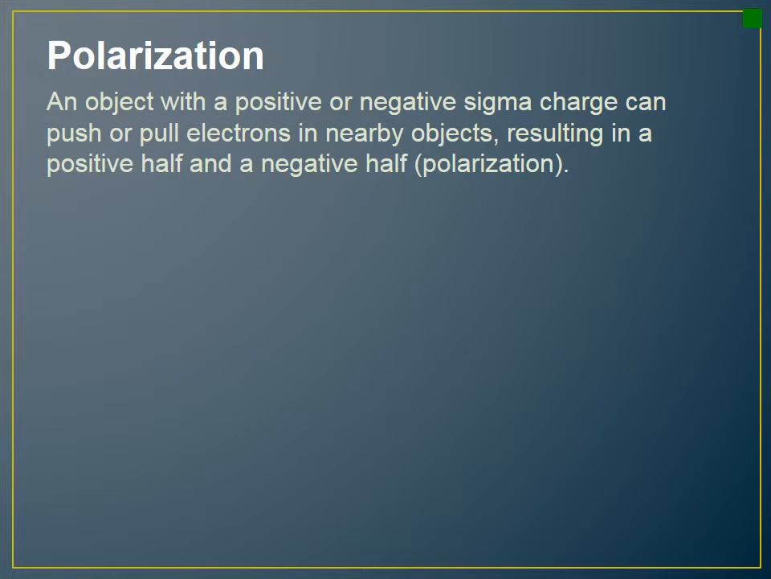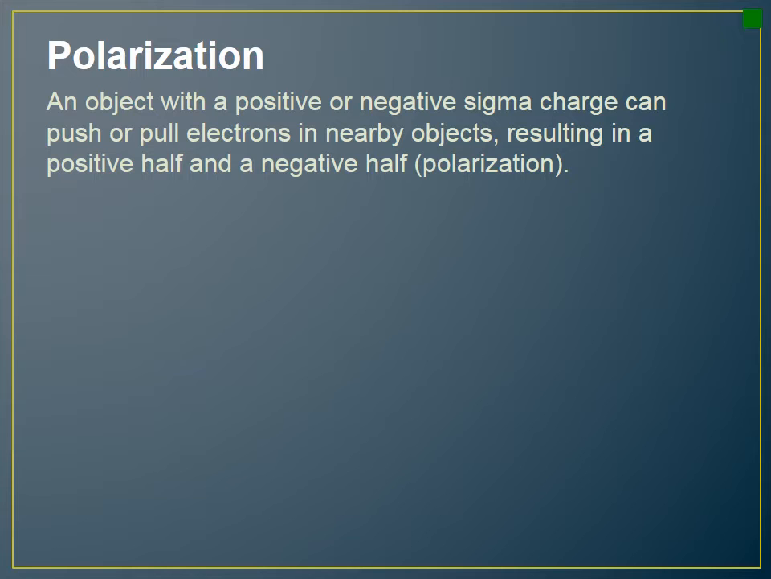One process that has to do with the behavior of electrons is polarization. This is something that you may have noticed that's actually a pretty big deal in the real world. Polarization happens when you have an object with a positive or negative sigma, or total charge, and you get it close to other objects. A good example of this is when you're getting your sock out of the dryer and it sticks to you. That's actually polarization at work.